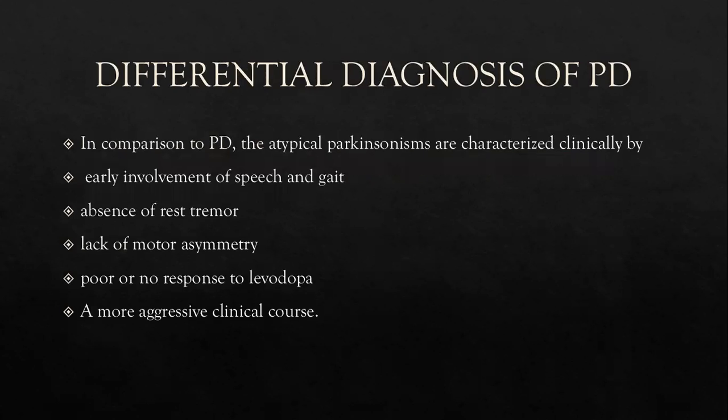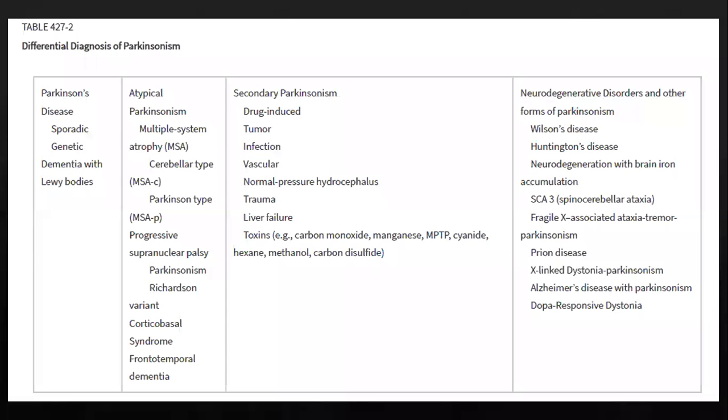So coming to the next topic, that is Parkinson's mimics or differential diagnosis of Parkinson's disease. In comparison to Parkinson's disease, the atypical Parkinsonisms are characterized clinically by either early involvement of speech or gait, absence of rest tremor, lack of motor asymmetry, poor or no response to levodopa, and a more aggressive clinical course. We are going to see it in 4 different headings.